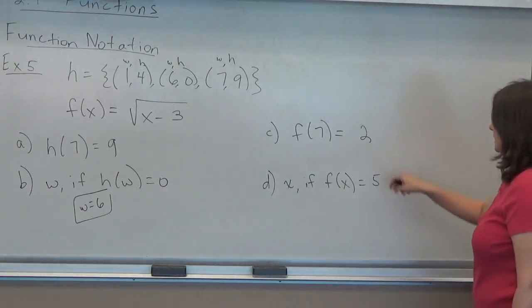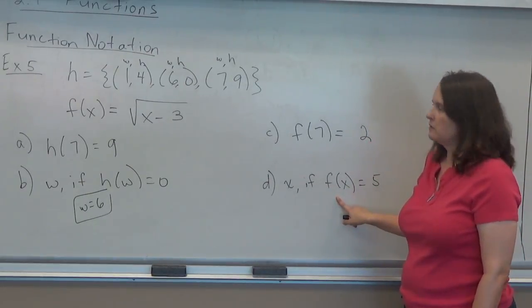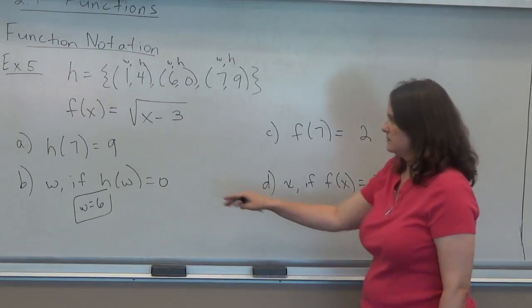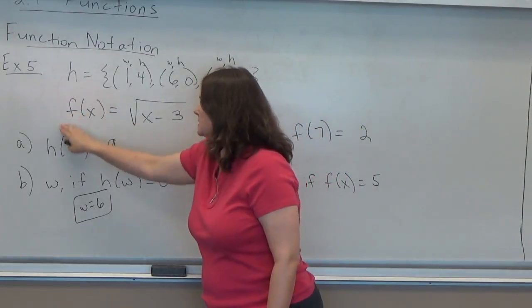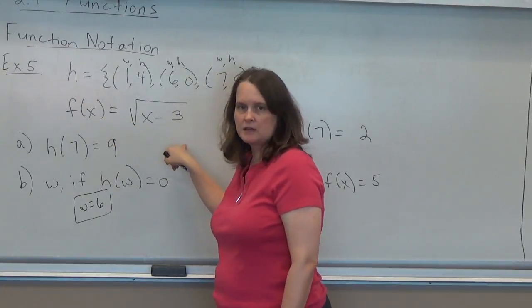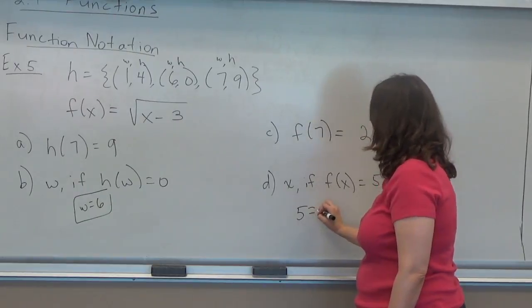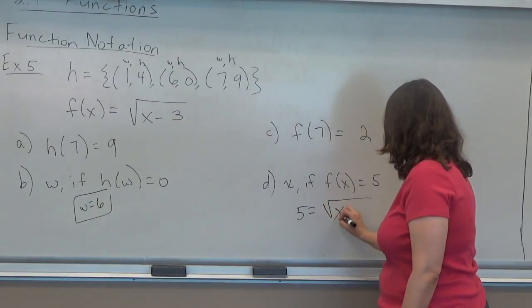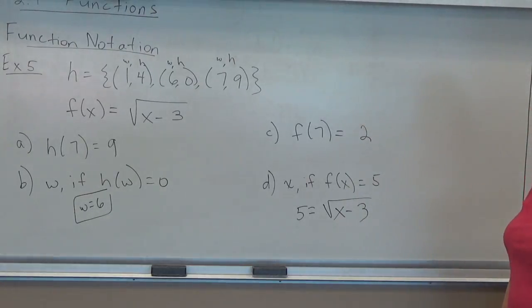Part D, I'm asked to find x if f of x equals 5. So find f of x. If f of x equals 5, then I need this piece to be 5, and I have to set it equal to this. So I've got 5 equals the square root of x minus 3, and I have to solve this. So how would I do that? Let you think about it for a moment. Pause if you need to.